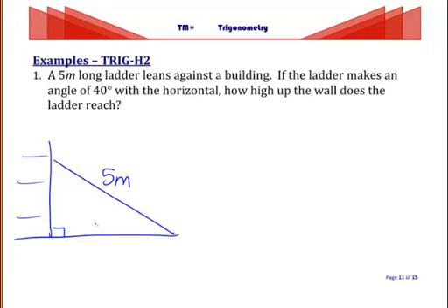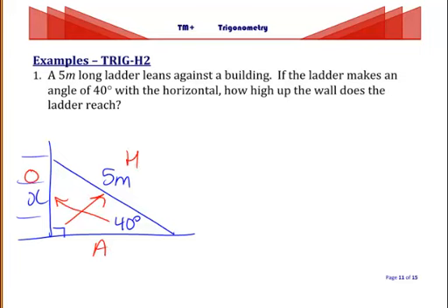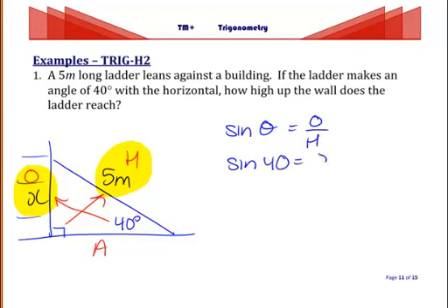If the ladder makes an angle of 40 degrees with the horizontal, well, the horizontal is the ground, so that's 40 degrees here. How high up the wall does the ladder reach? So that's my X. Label my triangle. So we've got hypotenuse, we've got opposite the angle, and the other is A. So we're given hypotenuse and we want opposite. So O and H is sine. So sine theta is opposite over hypotenuse. Sine 40 is X over 5, times both sides by 5. X equals 5 sine 40.